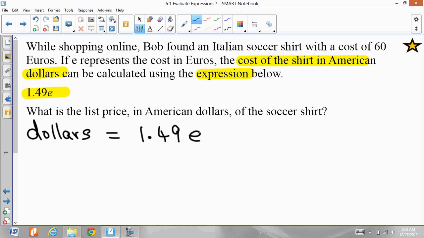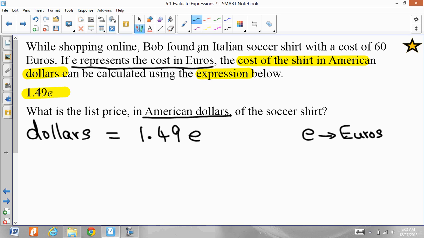Once you figure the expression as your starting point, you need to find out what the E is. So let's go back to the question. E represents the cost in euros. Euros is the money that is used in Europe. So E stands for Europe. E stands for euros. So they're asking you what is the list price in American dollars. So they basically want you to calculate this.